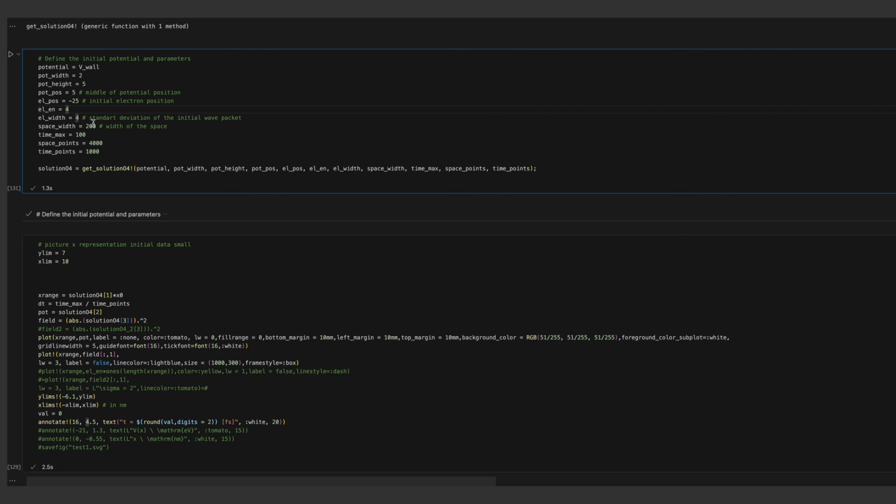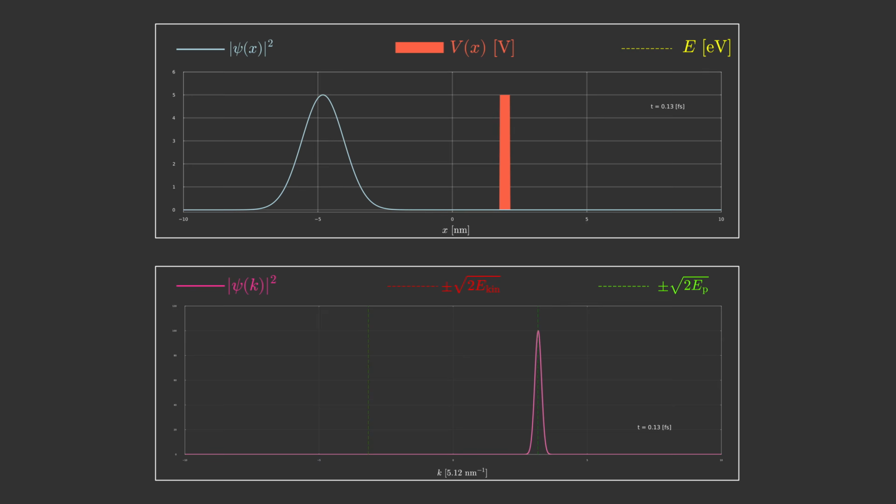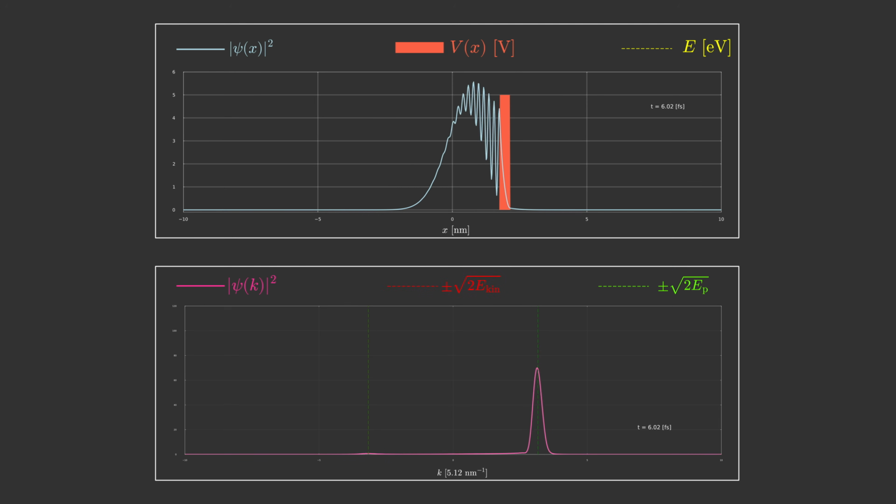Just for fun, let's try giving the electron 5 electron volts, so it has the mean energy the same as the potential barrier, and leave the width unchanged. So this is our configuration now. I would expect a 50-50 split. Half of the wave is gonna be transmitted, and half of the wave is gonna be reflected. So what happens? In the end, the transmitted part is much smaller than the reflected part.